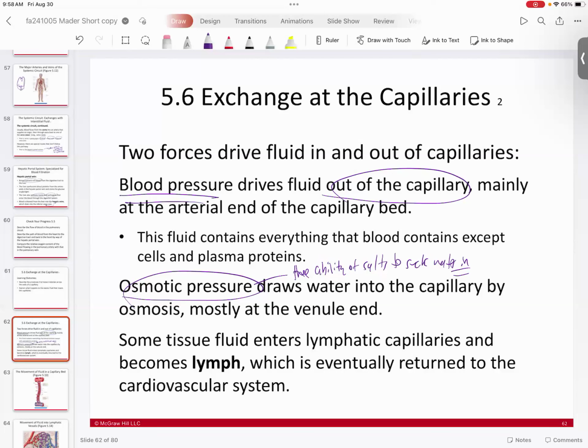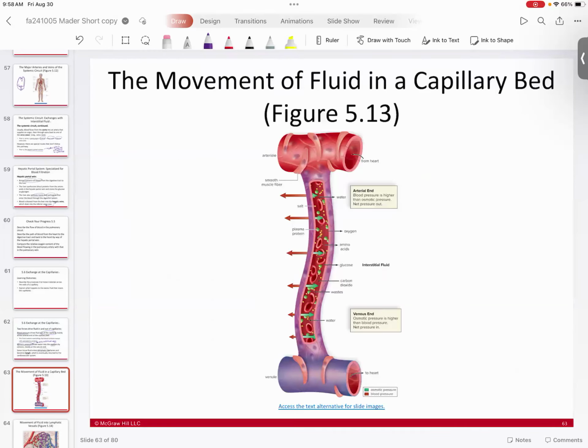So salt sucks, right? So salt sucks that water in, so that osmotic pressure will draw water into the capillary. And this is mostly happening at the venule end. Now, any excess fluid that's laying around is typically going to be mopped up by the lymphatic capillaries and introduced into the lymph system. So this is kind of what it looks like.